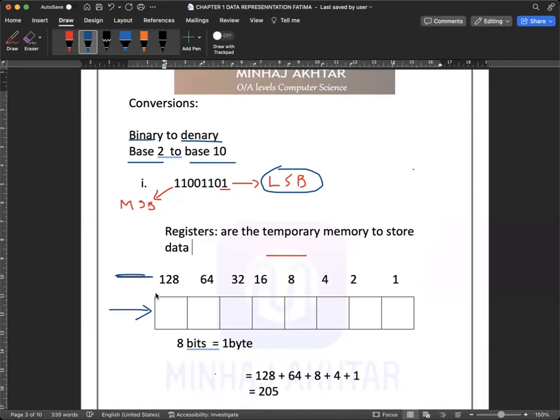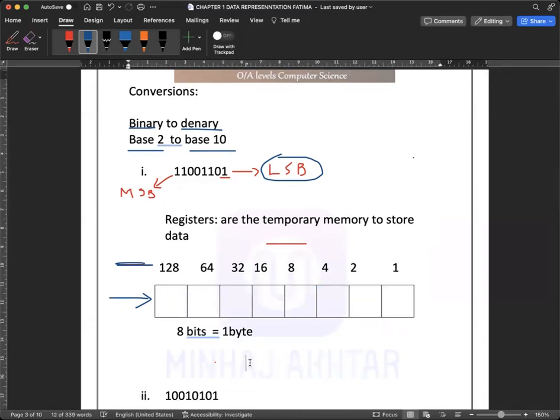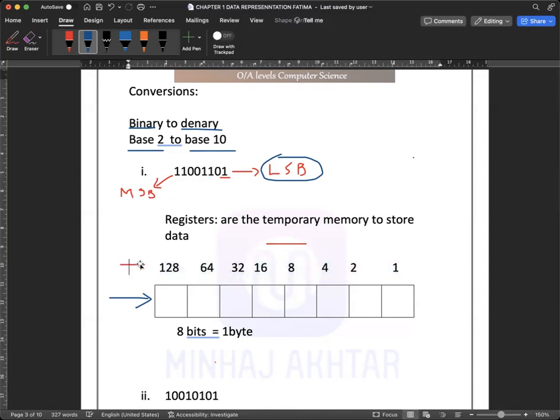How many boxes I have drawn? Can you count these boxes? 8. Why 8? Because in computer memory, 8 bits equal 1 byte. So you need to consider that this is 1 byte and we are going to store the data in 1 byte. Now I'm going to apply a numbering on it. You need to always write down this number pattern on the 8-bit register.